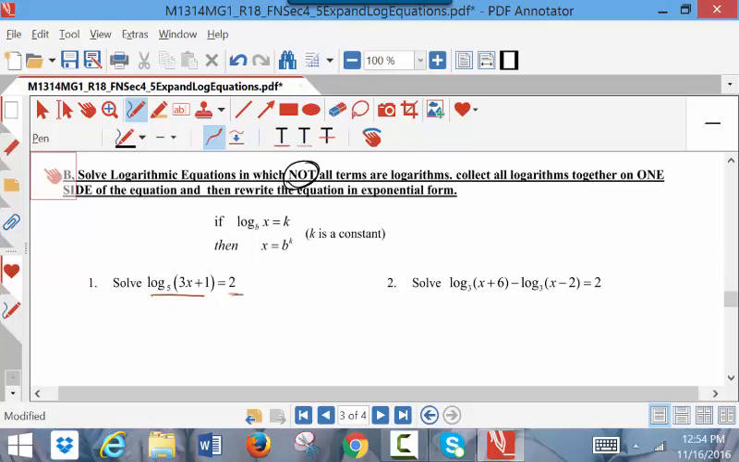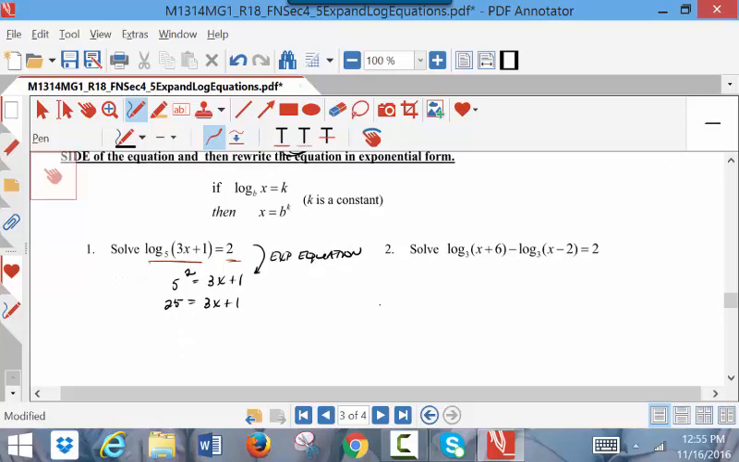So in other words, I'm going to change it, convert it. It would say 5 squared, 5 to the power of 2, will equal the 3x plus 1. So this was a logarithmic equation. I converted it to an exponential equation. Okay, I converted it. And when I converted it, again, it kind of dropped the logarithm. So this is going to say 25 equals 3x plus 1.